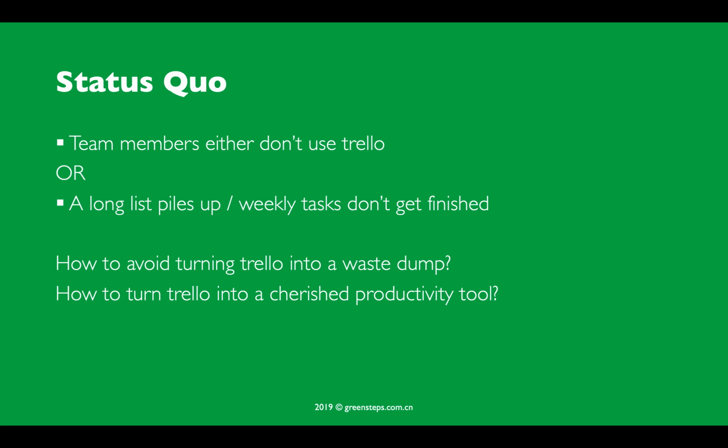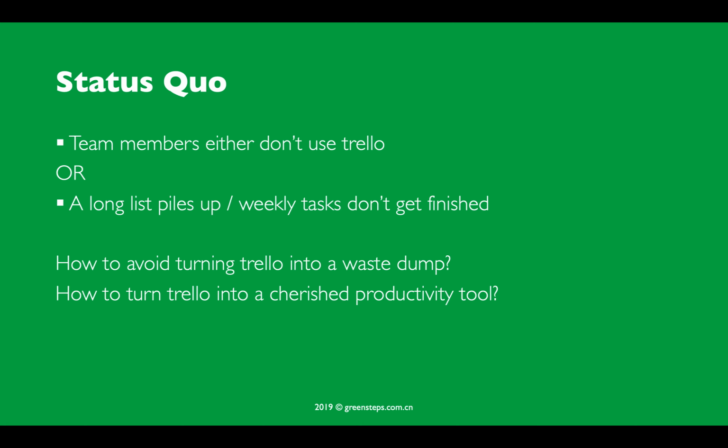So this is the status quo. I think Trello is quite easy to use, at least it looks like it. But some team members either don't use it or a long list piles up and weekly tasks don't get finished. So why does this happen? I believe the reason is that we need to have a more detailed task management. We need to learn how to avoid turning Trello into a waste dump.